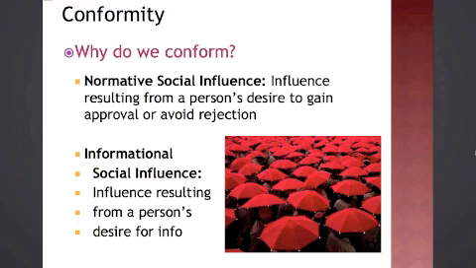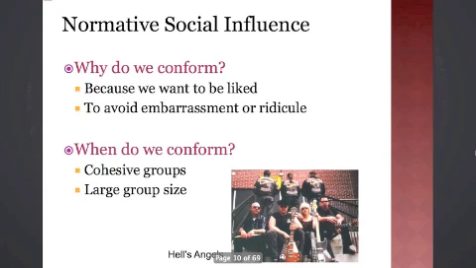We also conform for other influences. One of these is normative social influence. Think of this as peer pressure. Normative social influence is our desire to be accepted, so to gain approval or avoid rejection. So we're going to adjust our behavior in order to get that approval. In informational social influence, this is all about our desire to be right. So we are seeking information and we adjust our behavior in order to get that information.